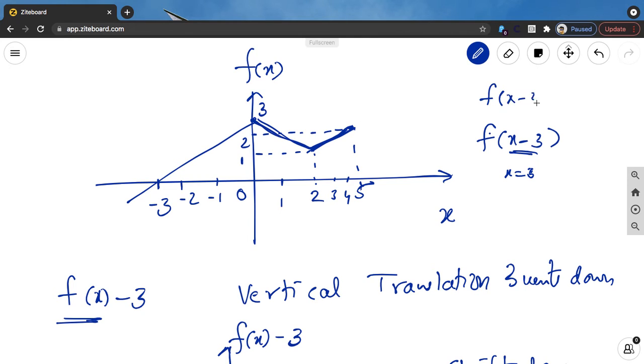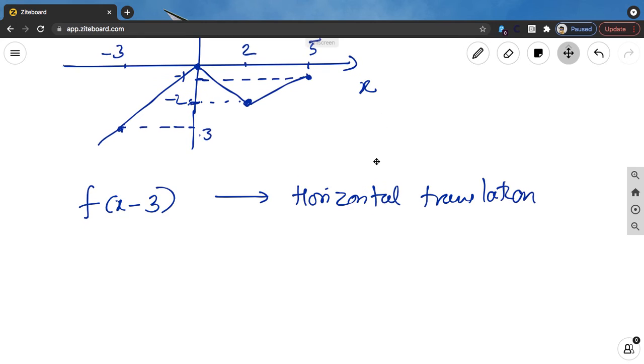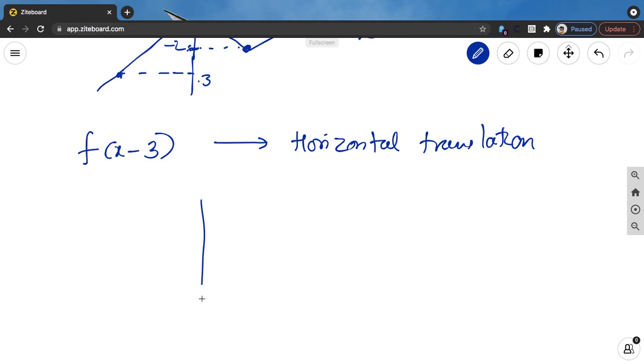Now how much should I give? If the function has to think it has got 2, I will have to make this x 5. Then only the function will think it has got 2, because 5 minus 3 is 2, and f of 2 is 1. So I have to move every input 3 units to the right. Then I will get back what my original graph is. So move the function 3 units to the right.